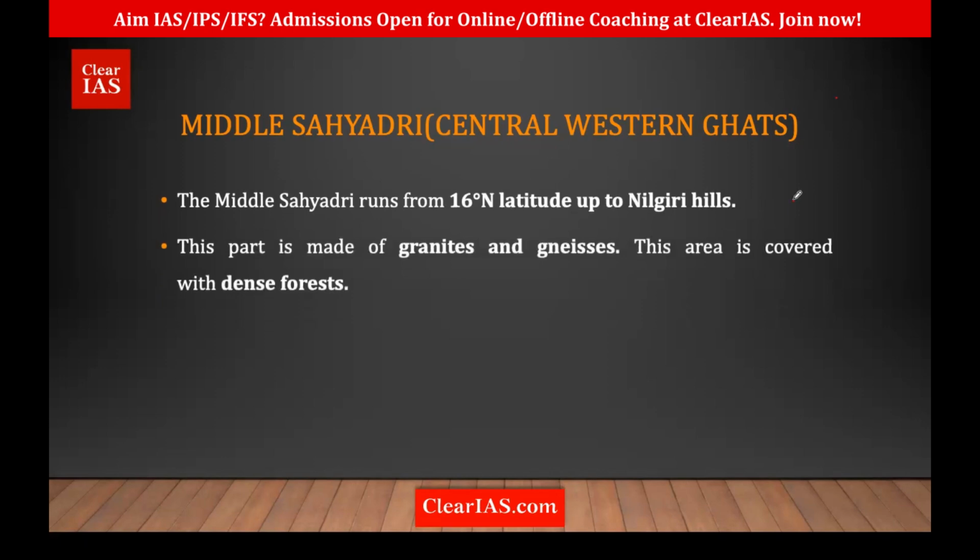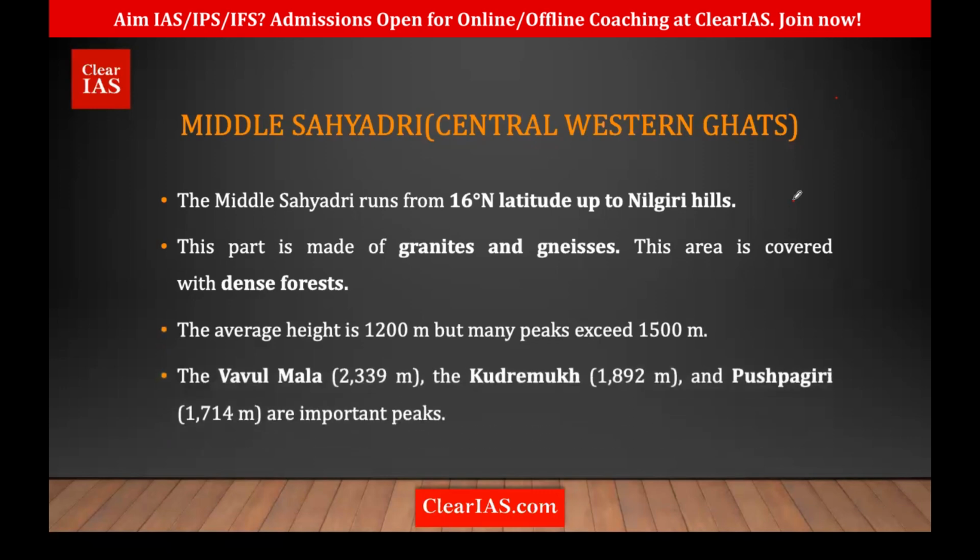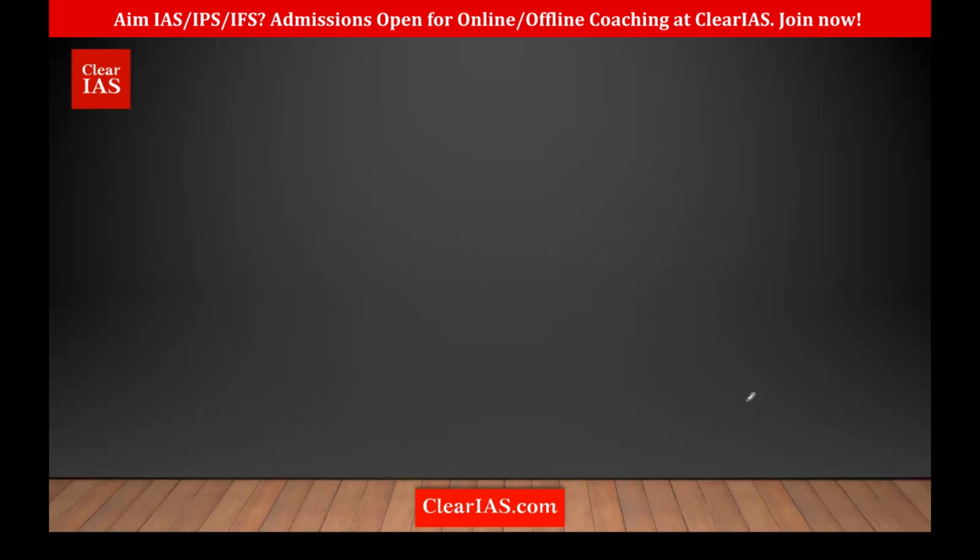It mainly consists of granite and igneous rocks, and it is a thickly forested region. The average height is about 1,000 meters, but it can also rise up to 1,500 meters. Important peaks are Vavul Mala, Kudremukh, and Pushpagiri. This is very important. It is mainly in Karnataka, below Goa, Karnataka, and the top of North Kerala. So the important peaks are Kudremukh, Pushpagiri, and Vavul Mala. Next comes what?